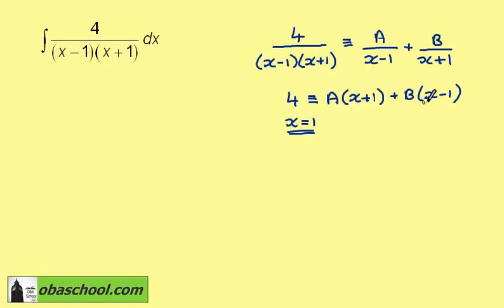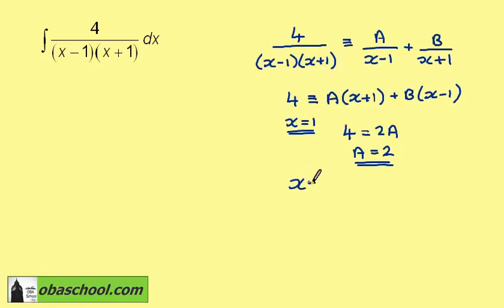that makes this term disappear, since 1 minus 1 is 0. The left-hand side is still 4, and 1 plus 1 is 2, so we have 2a, giving us that a is equal to 2.